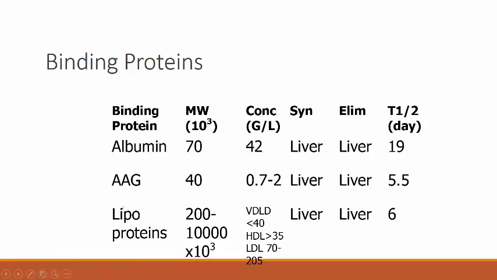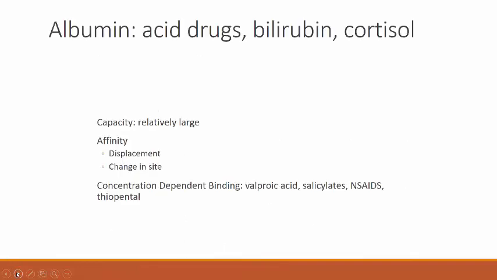So drugs can be bound to any or all of these plasma proteins. These are the plasma proteins. So albumin is the most common binding protein. It binds primarily drugs that are acids, although it can do either, but primarily acid drugs. It also can bind bilirubin and cortisol, which are endogenous substances, obviously. The capacity is relatively large. Remember, it had 42 grams per liter, so it's got a large capacity.